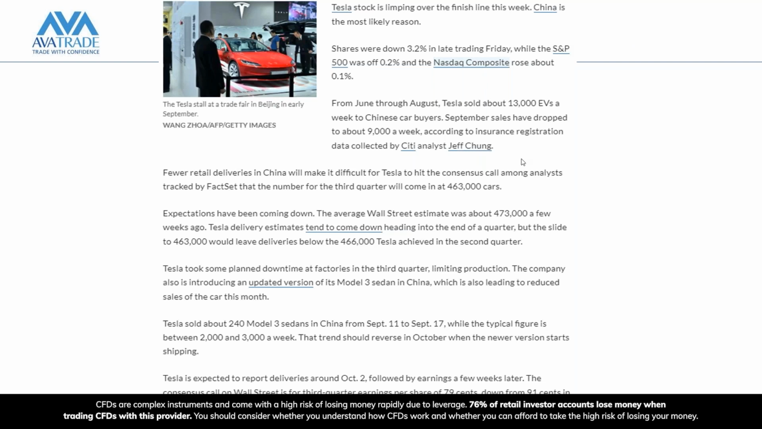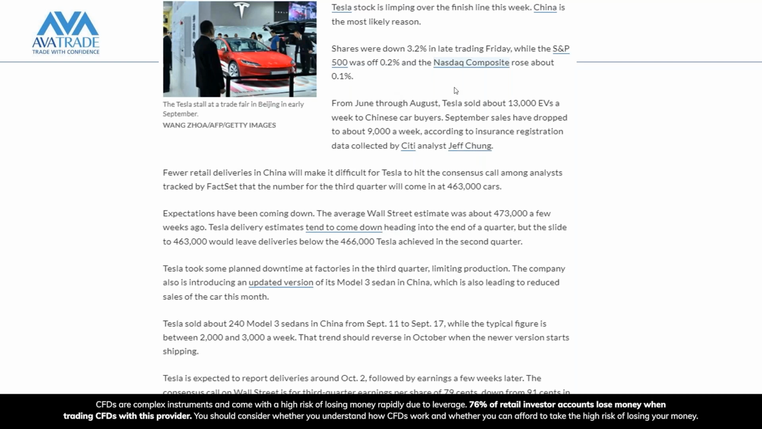It's a short few paragraphs here. Tesla stock is limping over the finish line this week. China is the most likely reason. Okay. Shares were down 3.2% late trading Friday, while S&P 500 was off 0.2%. Nasdaq Composite rose about 0.1%. So as you could see, the indices, some sold, some were pretty much flat, but Tesla was down 3.2%. So here comes the numbers.